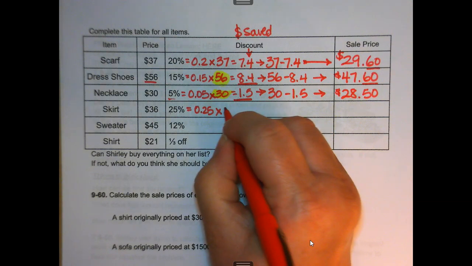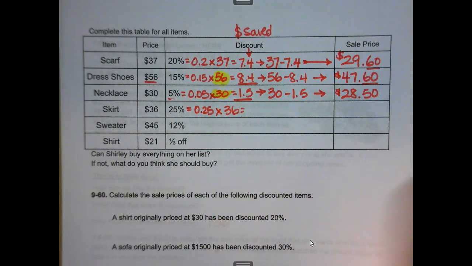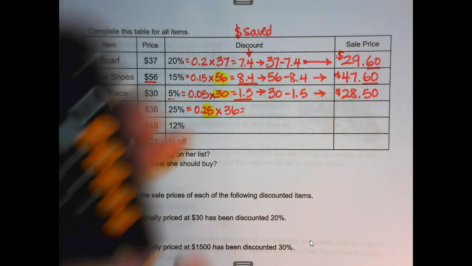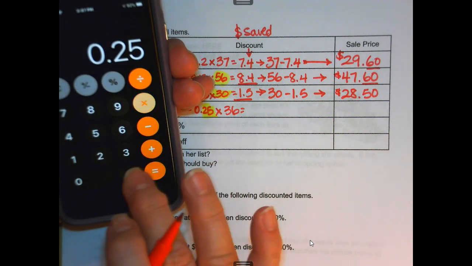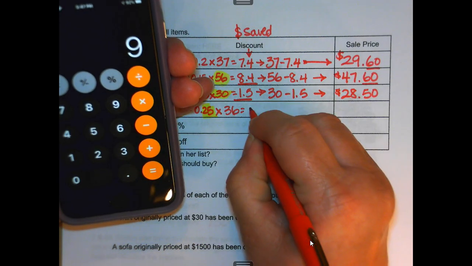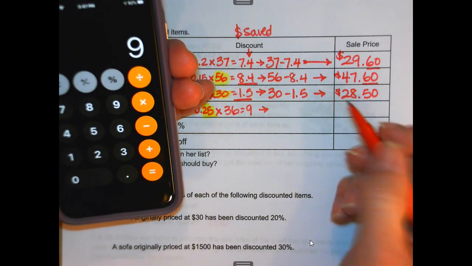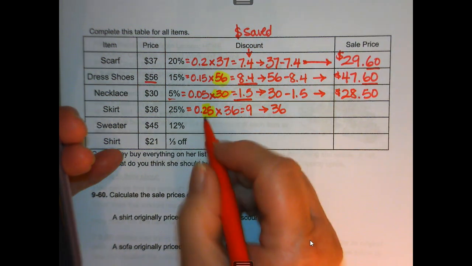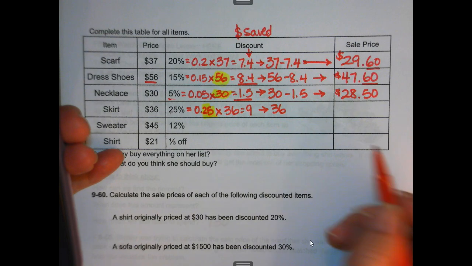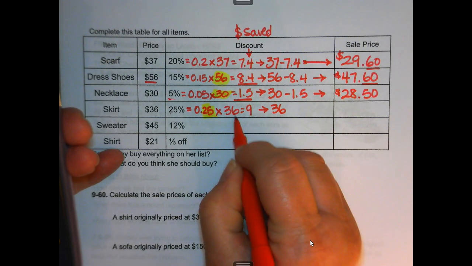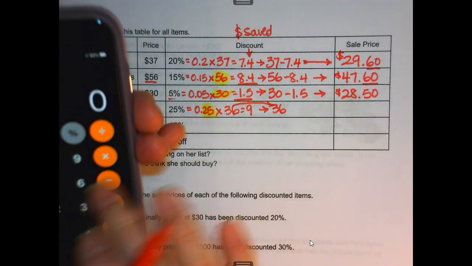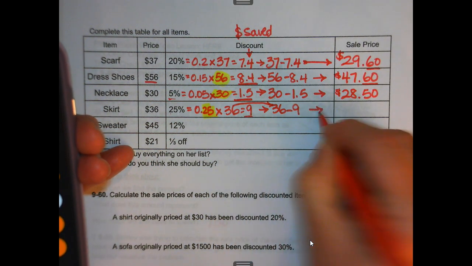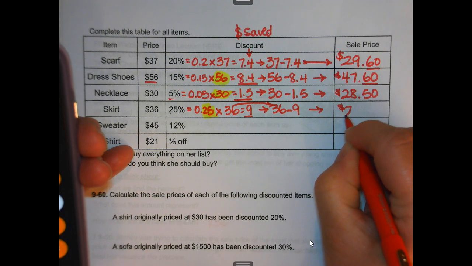Multiply that times 36. 25 hundredths times 36 gives me 9. So my next step is to do 36. I highlighted the wrong thing there, but that's okay. We're going to take this number over. 36, subtract what I got for my answer, subtract 9, and that gives me $27.